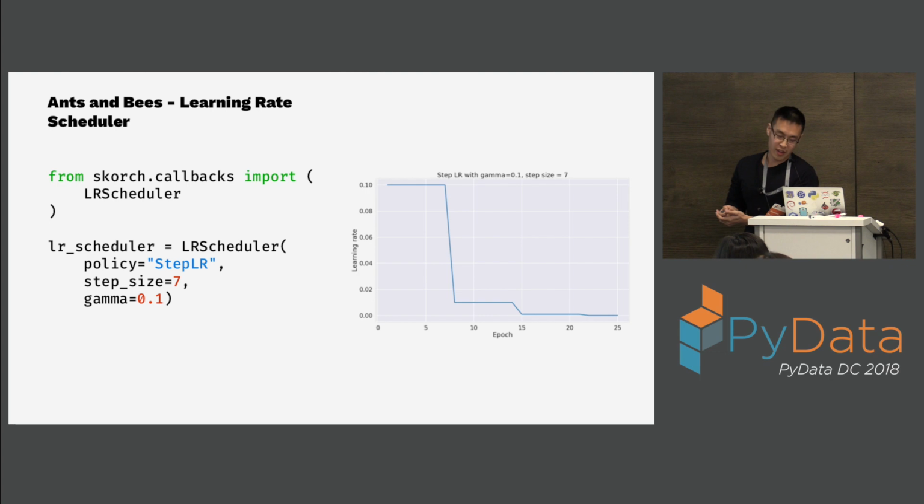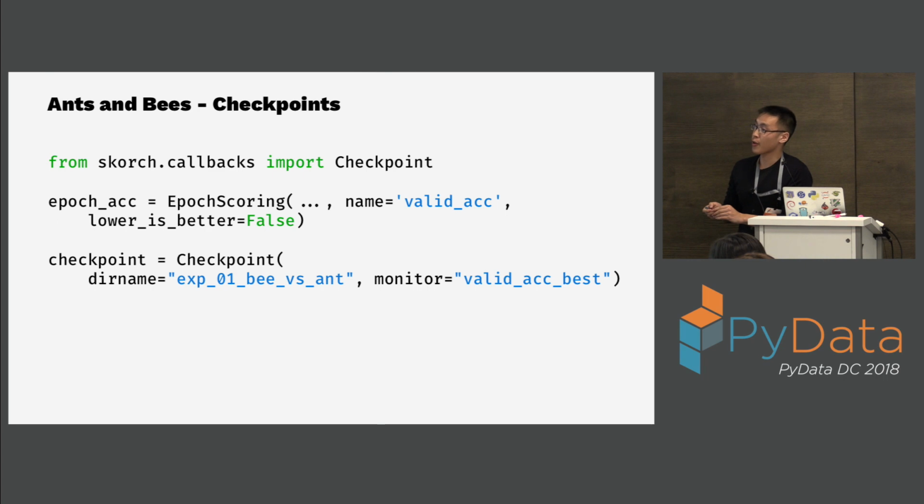What more could we do in Skorch? We could do checkpoints. We're going to use the same accuracy score as we had before, using valid accuracy. This is the same epoch scoring we had in the first example, but now we have a new callback called checkpoint, which takes in this case 2 parameters. One, to specify the directory we want to save the checkpoint files in, and what to monitor. In this case, you see that the name of our epoch scoring is val. We want to save the checkpoint when the validation accuracy is at its best.